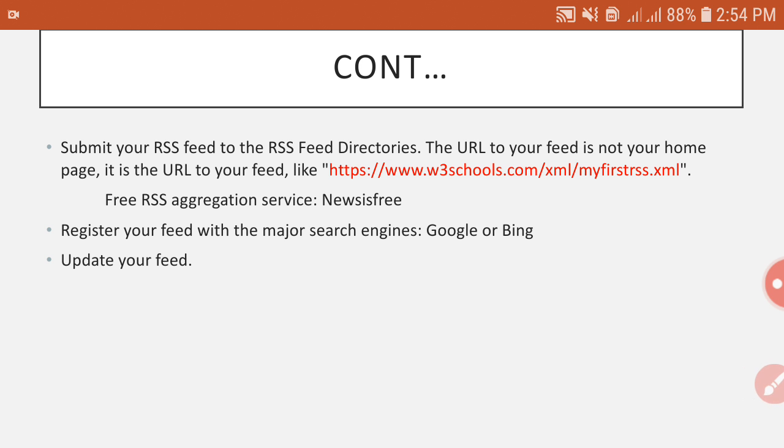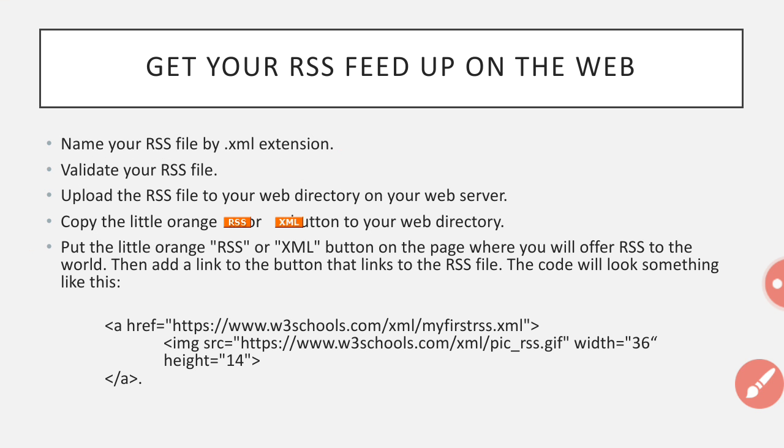Seventh step is to register your feed with major search engines like Google and Bing. Okay. Then the last step is update your feed. After registering your RSS feed, you must make sure that you update your content frequently and that your RSS feed is constantly available. So these are all the steps to get your RSS feed up on the web.